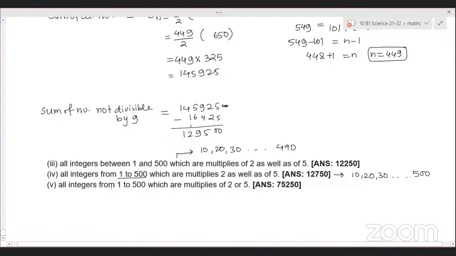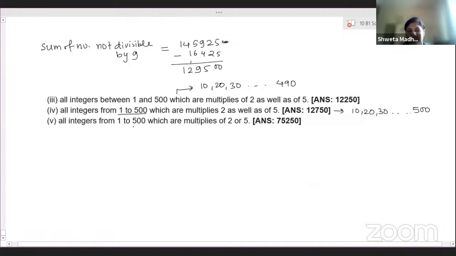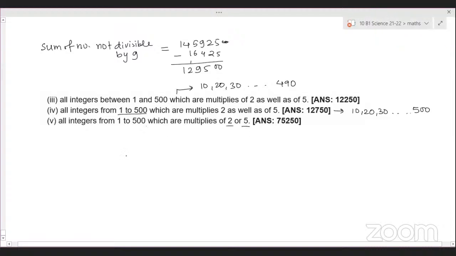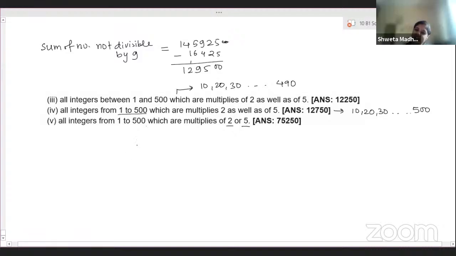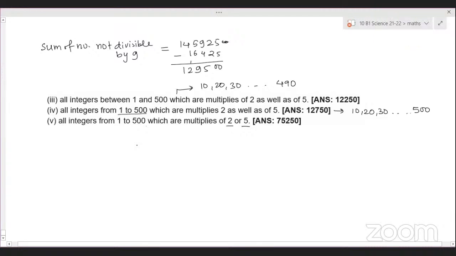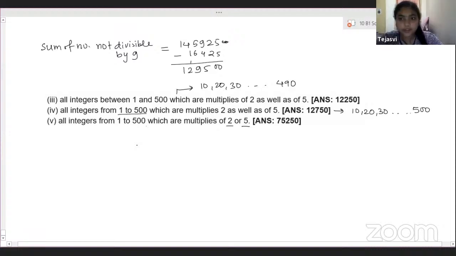And then all the integers. Now here, this is a 5-mark question. All the integers from 1 to 500, which are multiples of 2 or 5. We have to solve both, ma'am. 2 or 5 means it can be 2, or it can be 5, or it can be both 2 and 5. Ma'am, so we have to show 3 cases.